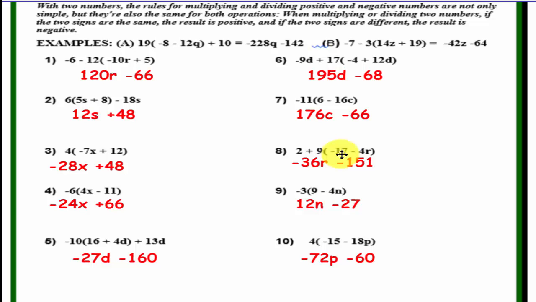So 9 times 17 is 153. However, you'll notice it says the answer is 151 because we add a positive 2 to it. Okay? And we have a positive number 9 times negative 4r. So that number is going to be negative. So 4 times 9 is 36. So we have negative 36r minus 151. Now all the other ones should be pretty similar to that. And hopefully you understand how to do that.